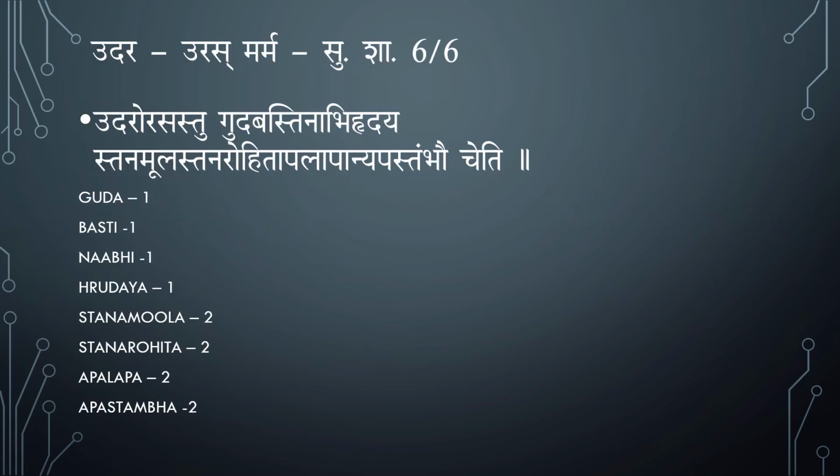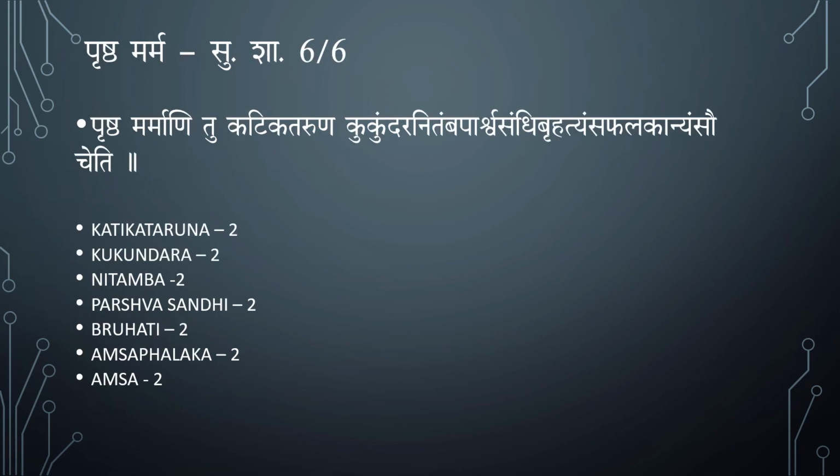Next, udara uras marmas, that is the marmas which are present in the chest and abdomen. Those are 12 in number. Udarasastu Guda Basti Nabhi Hrudaya Stanamula Stanarohita Apalapa Apastambhau cheti. So Guda 1, Basti 1, Nabhi 1, Hrudaya 1, Stanamula 2, Stanarohita 2, Apalapa 2, Apastambha 2. Total 12 in number.